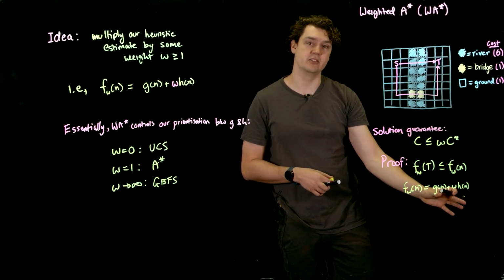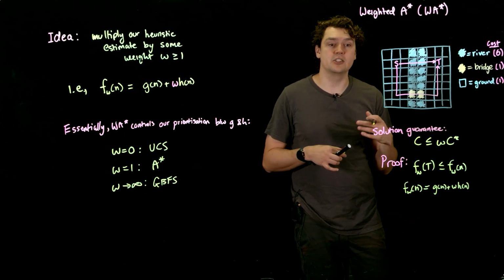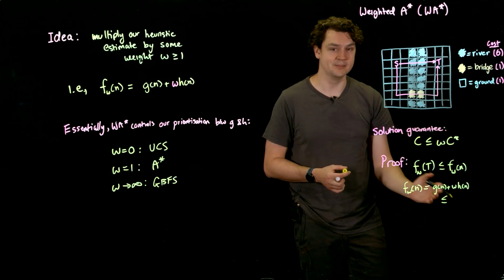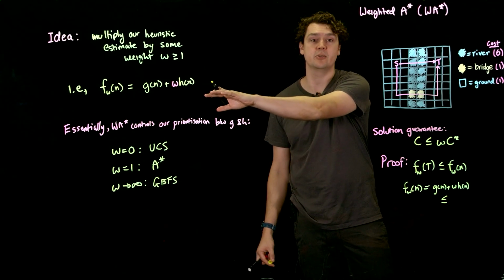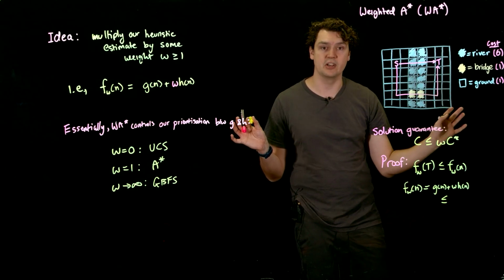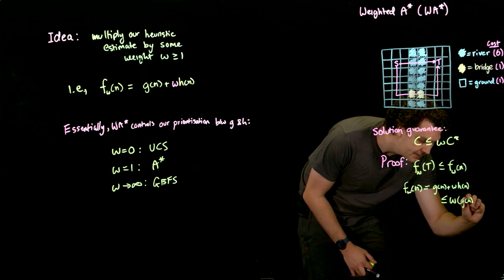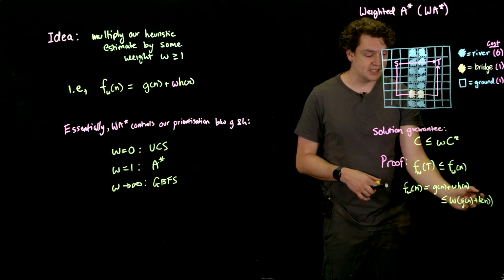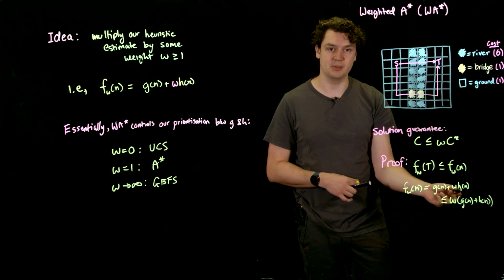That is by definition. Through some simple math, I can extract out the w term. This is just basic algebra. This is of course smaller, because w is greater than 1, than if we multiply w by both terms together. If w is multiplied by both g of n and h of n, that is going to be a larger number than here, where we just multiply the heuristic by w.